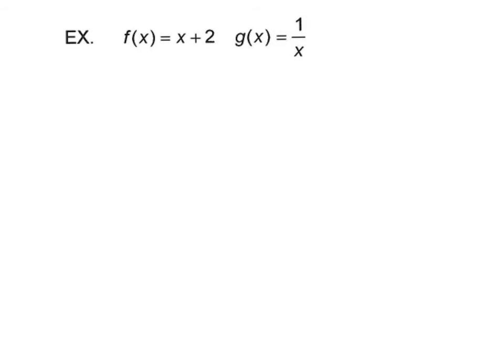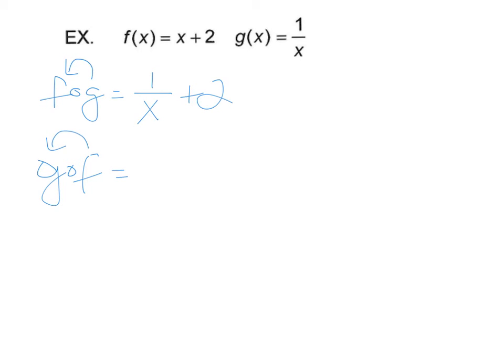Okay, same instructions. This time f of x is x plus 2, g of x is 1 over x. So f of g, the one on the right, plugs into the one on the left. The 1 over x goes where the x was in the f function. And then the other way around, g of f, f plugs into g. So I still have 1 over, and then where the x is, I replace it with x plus 2, which is the f function.